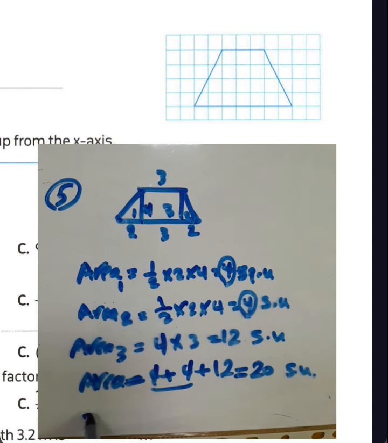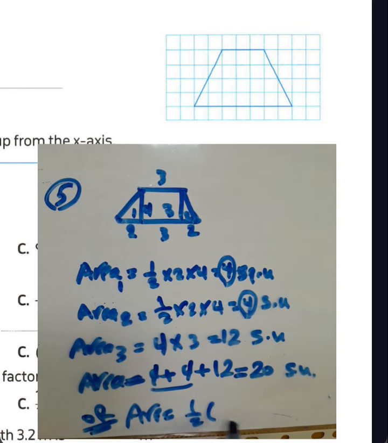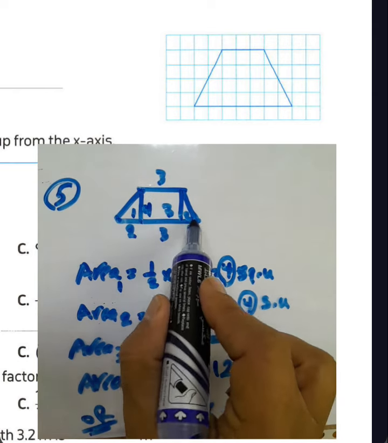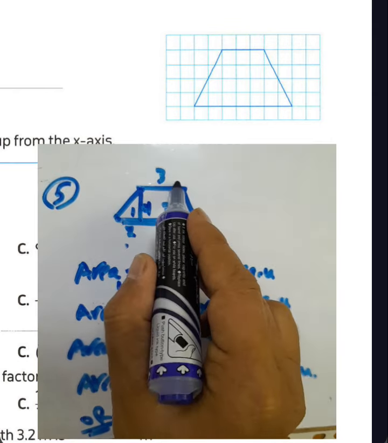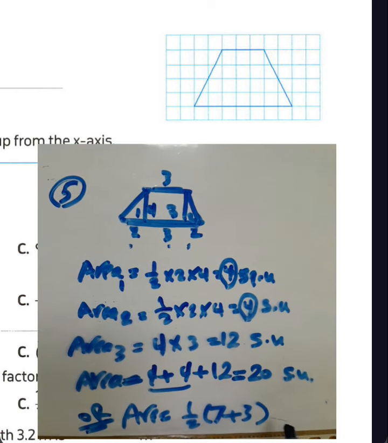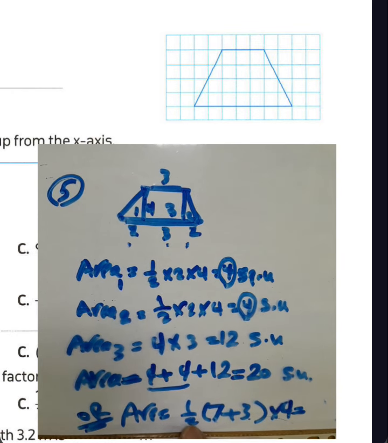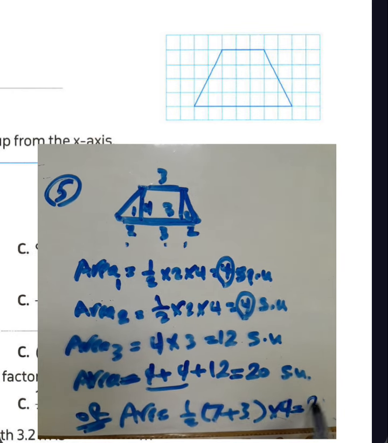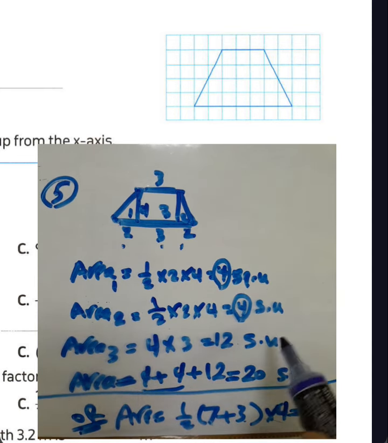Or you can solve this example by another method. Area equals half times the sum of two bases. We have here 3 plus 2 plus 2, it will be 7, and here 3. The sum of the two bases times the height, which was 4. 7 plus 3 is 10. 10 divided by 2 equals 5. 5 times 4 equals 20. 20 square units. You can solve by this method or this method as you like.